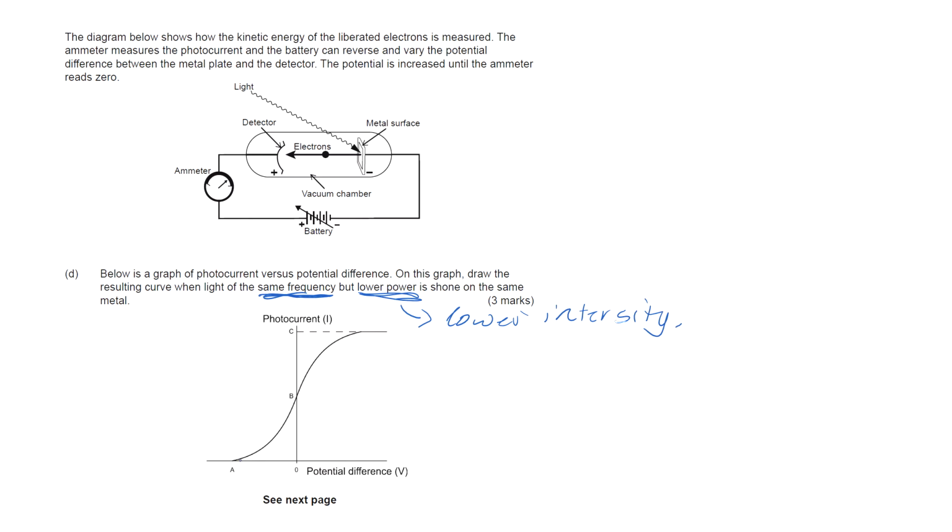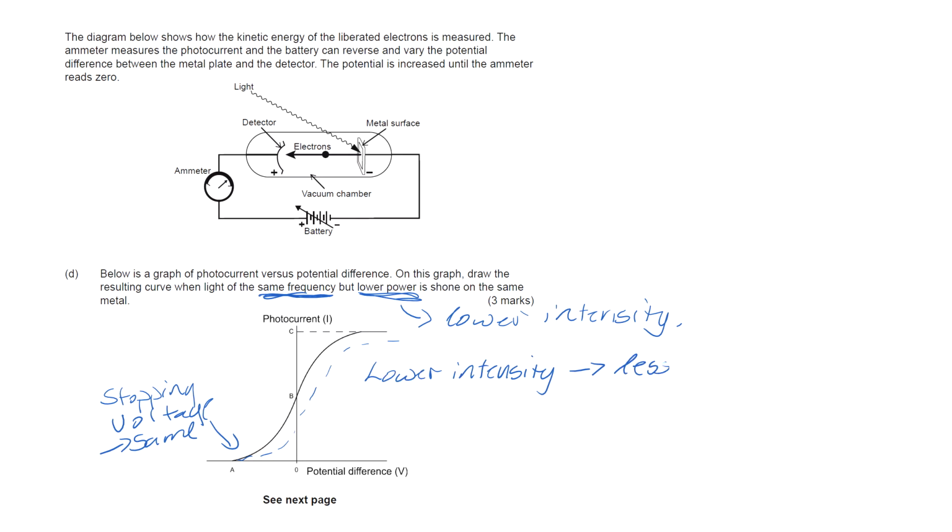So therefore, our curve will look something like that. So the stopping voltage is the same, and that's because the energy of the light is the same. So therefore the kinetic energy of the particles will be the same, therefore the stopping voltage will be the same. And then it'll just be lower intensity, which implies fewer photoelectrons can be generated.